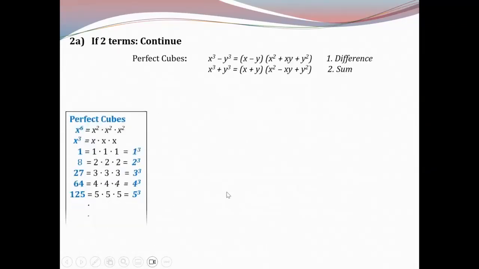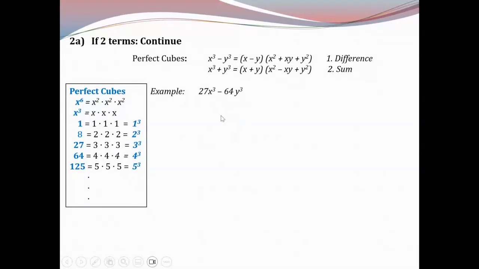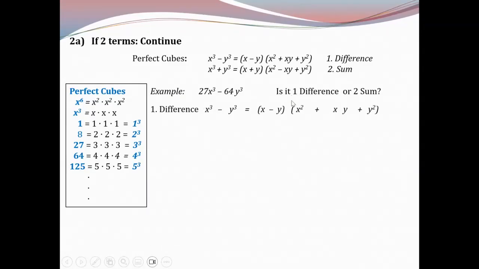Okay, let's do another one. Now it's a sum, so let's do the difference. So which formula is this, 1 or 2? It's going to be number 1. So this is the formula that I'll be using.